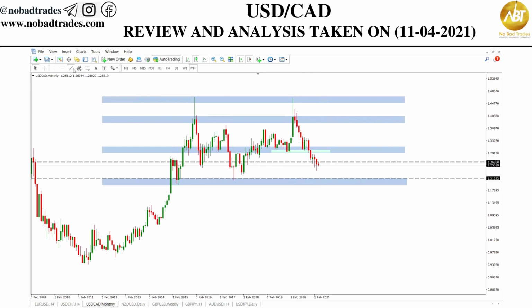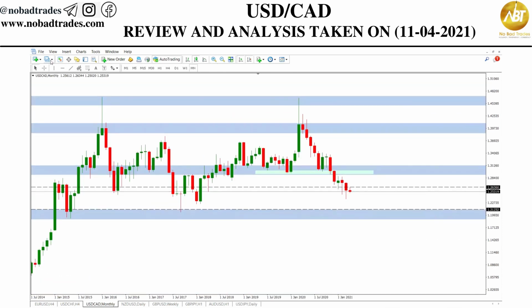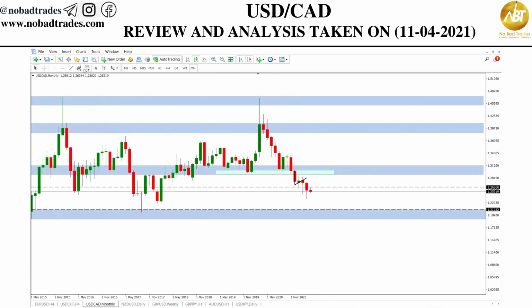So right after the break, if you zoom in properly, you're going to see that right after the break of this zone right here, price actually made an exhaustion right here, and you can see the next phase push to the downside, right? So this is making a lot of sense to us.